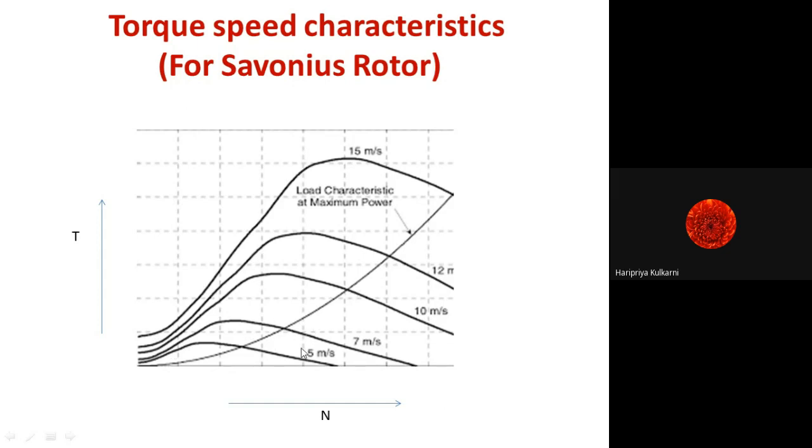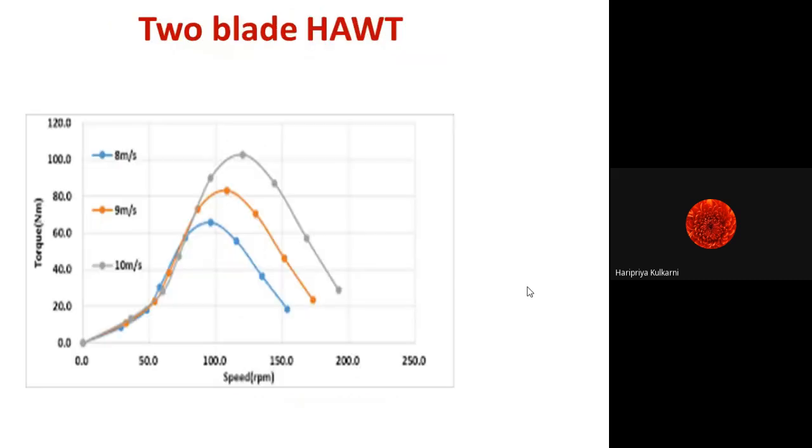This characteristic is specially shown for the Savonius rotor, which we already have studied in the case of a vertical axis wind turbine. Now let us say we have a horizontal axis wind turbine with a two blade system. Speed is high. As speed increases, torque decreases. So at a particular speed we can use the turbine with a corresponding level of torque. These three characteristics are at three different speeds. Blue is for 8 meters per second, orange is for 9 meters per second, and this gray is for 10 meters per second.